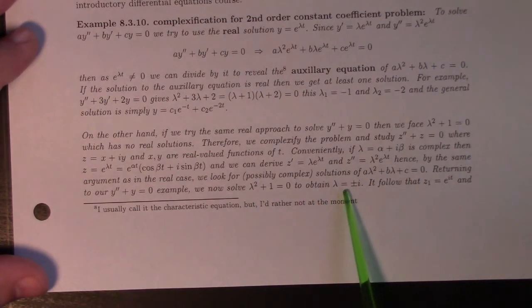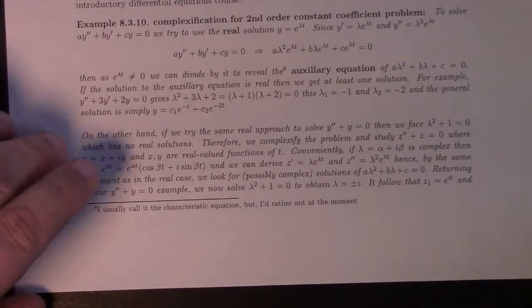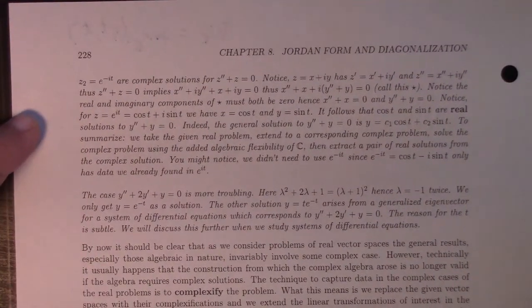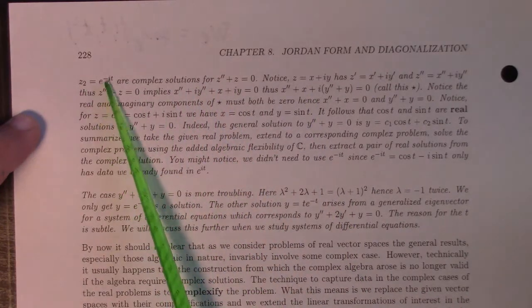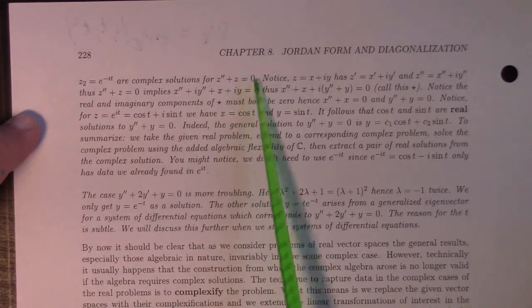and so we get lambda equals plus or minus i, and in the complexified problem we get z equals e^(it). That's a complex solution to the complexified problem. But fortunately for us, there is a connection between the real differential equation and the complex differential equation that we just solved. So we have e^(it) and e^(-it) as complex solutions to z'' + z = 0.